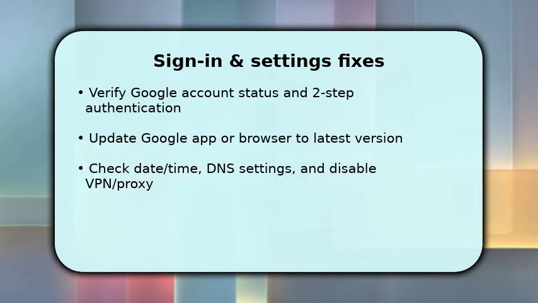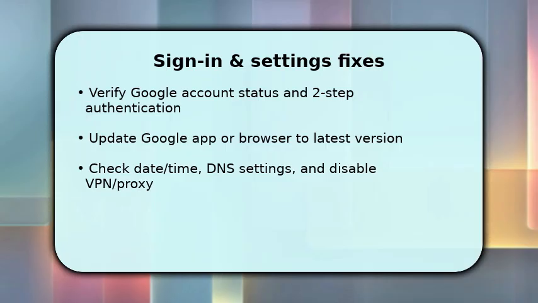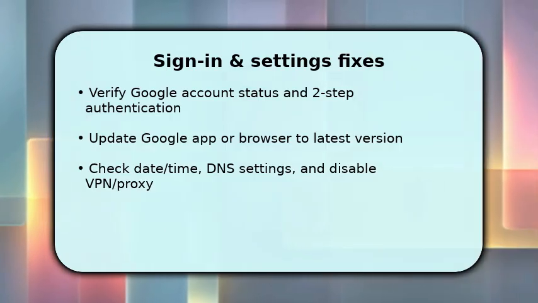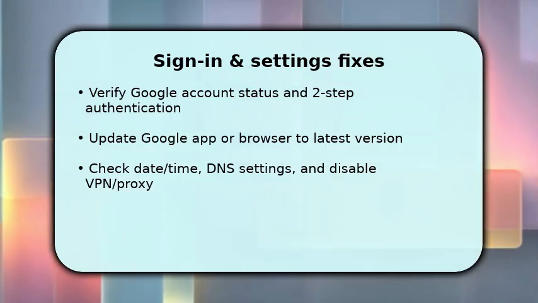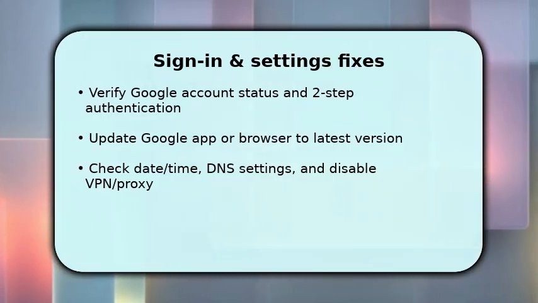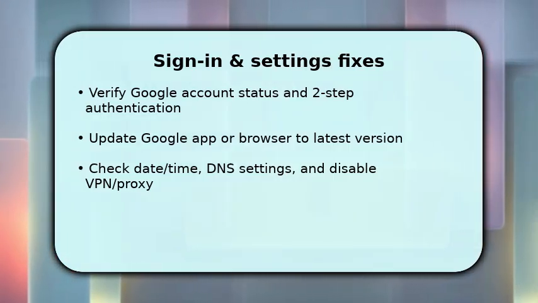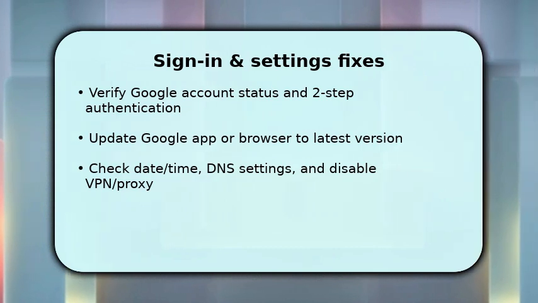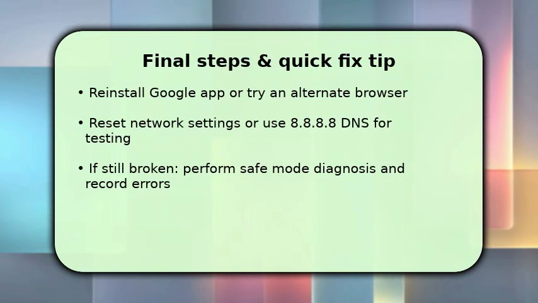Then update the Google app or your browser. Outdated clients fail to connect reliably. Also inspect system date/time, DNS entries, and temporarily disable VPN or proxy. These interfere. Finish by reinstalling the Google app or using an alternate browser to isolate the problem to one client.